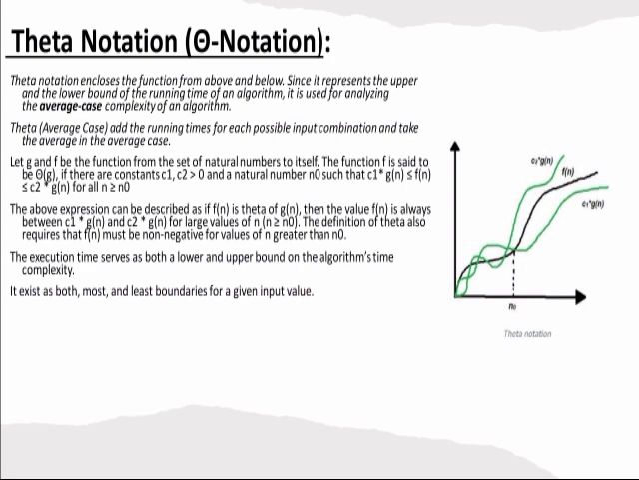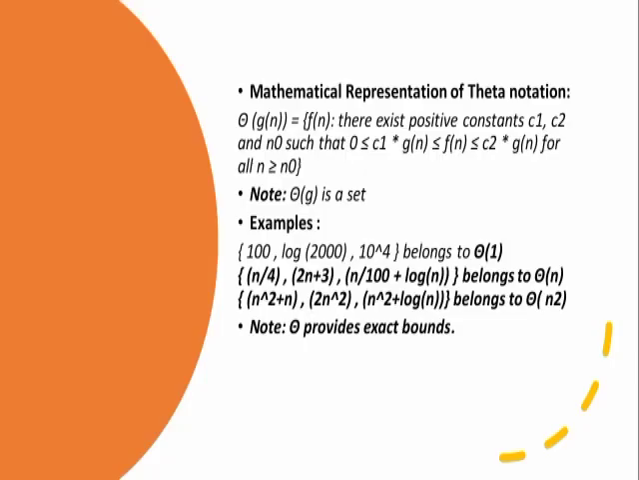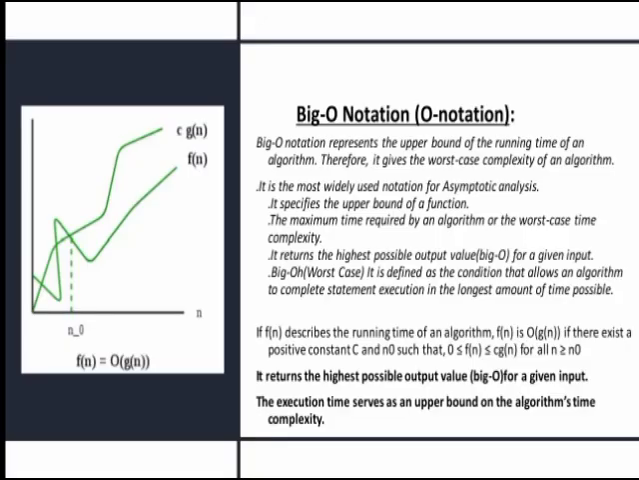The execution time serves as both a lower and upper bound of an algorithm's time complexity. It exists as both the most and least boundaries for a given input value. Mathematical representation of theta notation: Theta of g of n equals f of n. There exist positive constants c1, c2 and n0 such that 0 less than or equal to c1 times g of n less than or equal to f of n less than or equal to c2 times g of n for all n greater than or equal to n0. Here theta is a set, and here are some examples, as you can see, and here is how theta provides exact bounds.